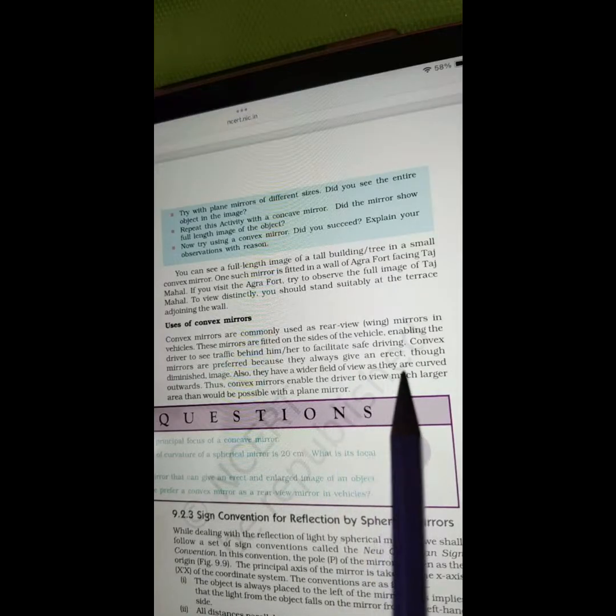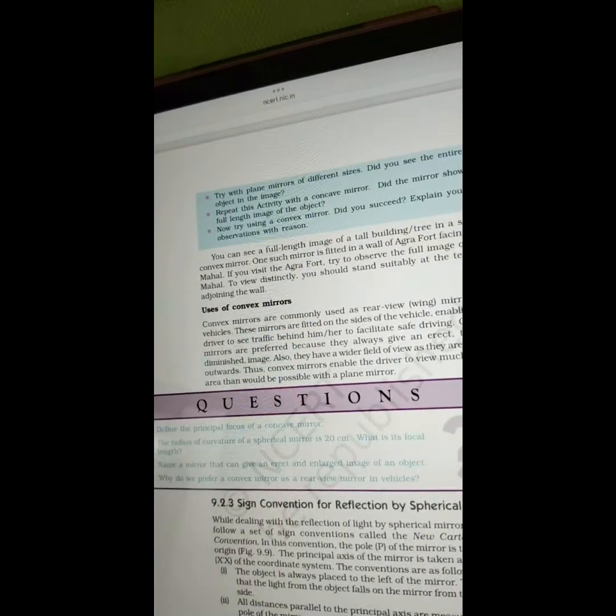Uses of convex mirrors. Convex mirrors are commonly used as rear view wing mirrors in vehicles. These mirrors are fitted on the sides of the vehicle, enabling the driver to see the traffic behind him or her to facilitate safe driving. Convex mirrors are preferred because they always give an erect, though diminished image. Also, they have a wider field of view as they are curved outwards. Thus, convex mirrors enable the driver to view a much larger area than would be possible with a plane mirror. Next, in-text questions.